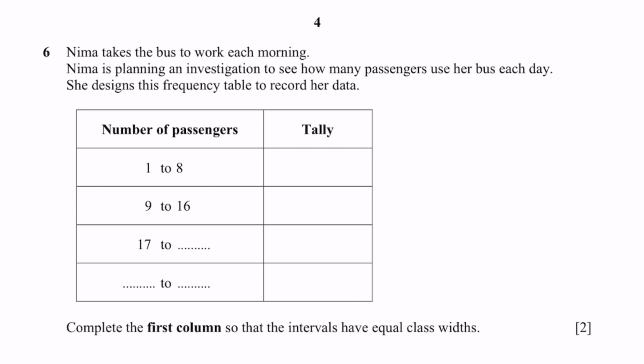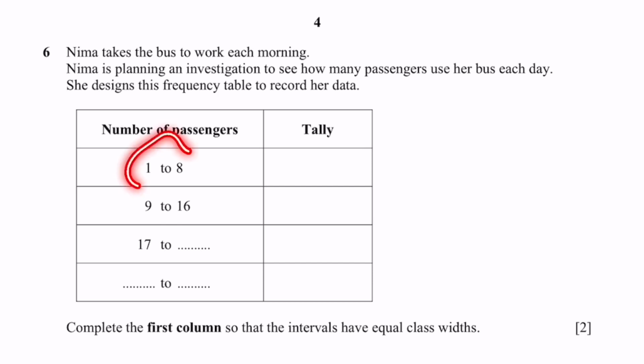Nima takes the bus to work each morning. Nima is planning an investigation to see how many passengers use the bus each day. She designs this frequency table to record the data. Number of passengers, we have 1 to 8, 9 to 16, 17 to dash, dash to dash. And then we have a tally. Complete the first column so the intervals have equal class widths.